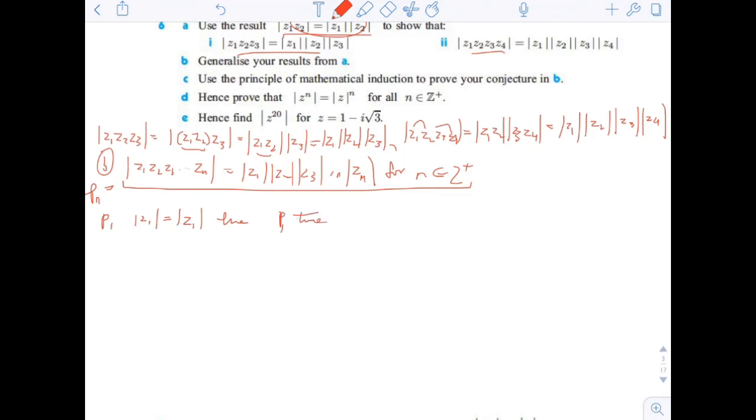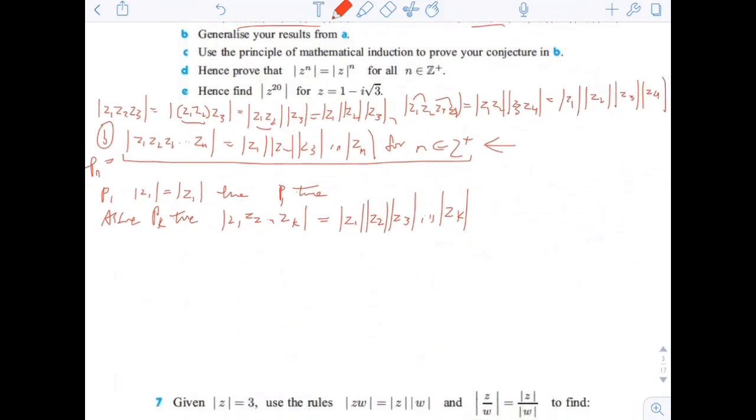And now I'm going to assume that Pk is true. So Pk is this here, except instead of n, I'm going to put k. So the modulus of z1 z2 up to zk is equal to the modulus of z1 times the modulus of z2, the modulus of z3, up to the modulus of zk. Okay, so we assume that's true.